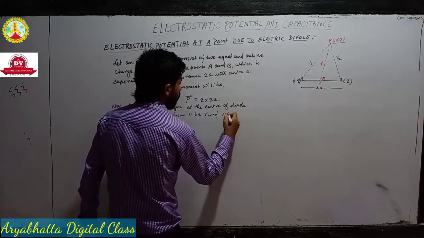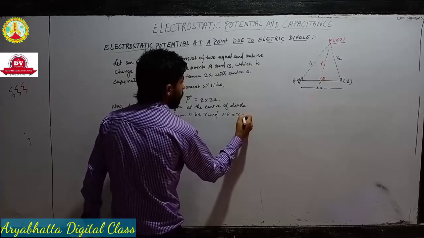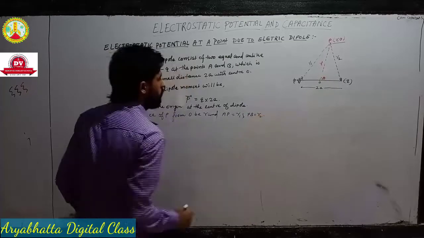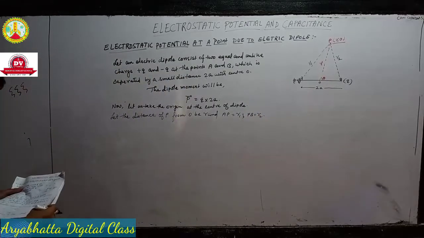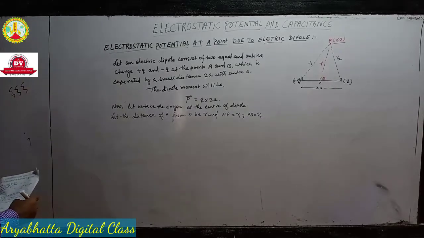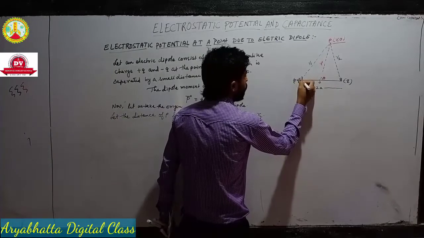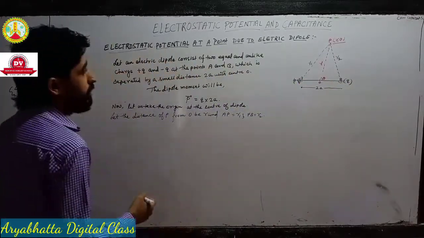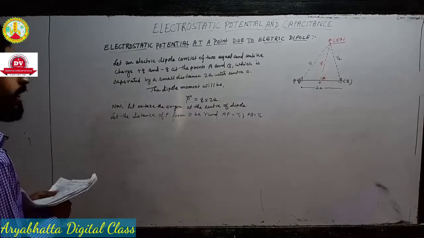AP is equal to R1, and you can give PB is equal to R2. So these are the things that we have taken into consideration. Fine. Now tell me, there will be two potentials, if I consider this point and if I consider this point, right? We will get two potentials at point A and point B.